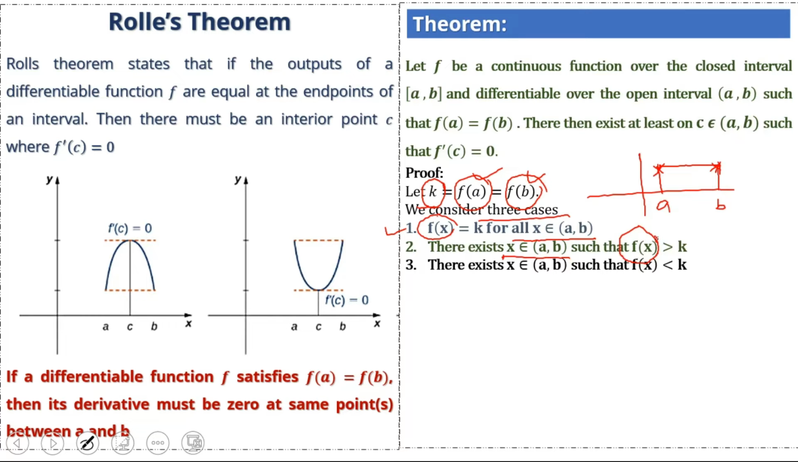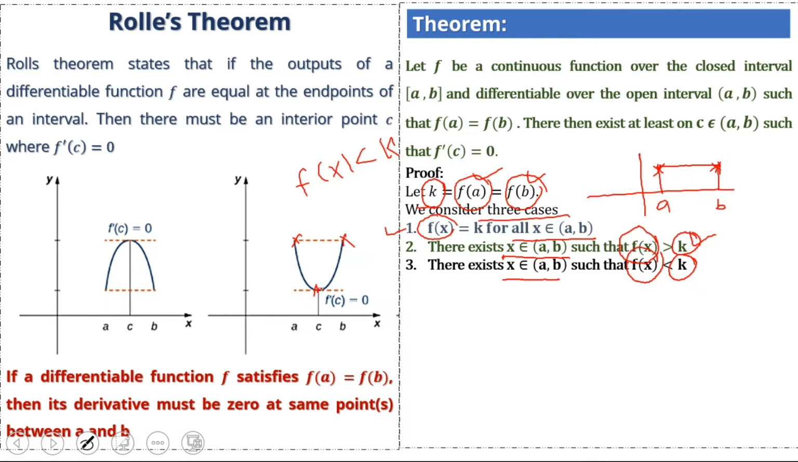Okay. Number two, there exists x that belongs to the open interval (a, b) such that the value of the function at that x is greater than k. That is our value of the function at the endpoints of the interval. And number three, there exists x that belongs to the open interval such that the value of the function at that x is less than k. This is our value of the function at the endpoints of the interval. Okay, we can see here the value of the function at x is less than k in this case.